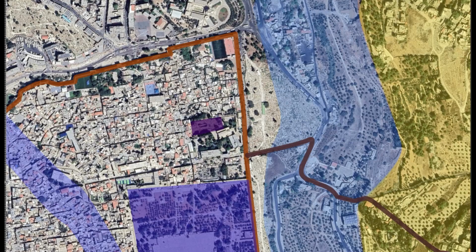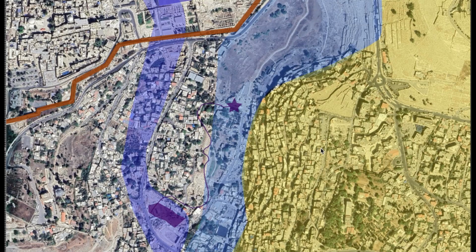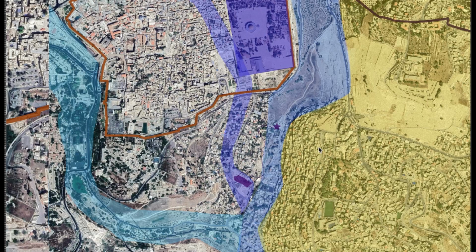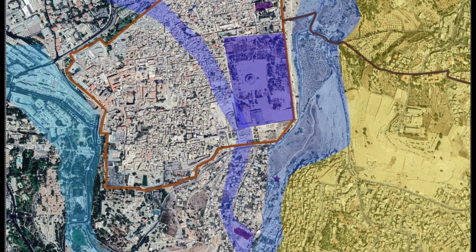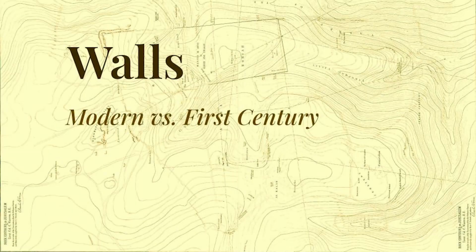We've already previously talked about the pool of Bethesda up here in this purplish area. Also, a miraculous healing takes place there. So we have our pools, we have our modern day walls marked. But the next thing we want to consider is the ancient walls, because they were not entirely the same.